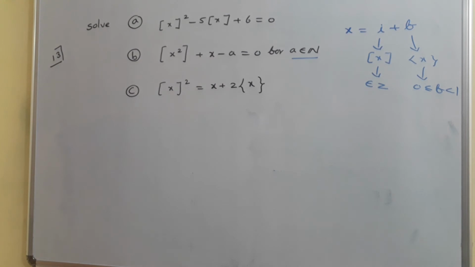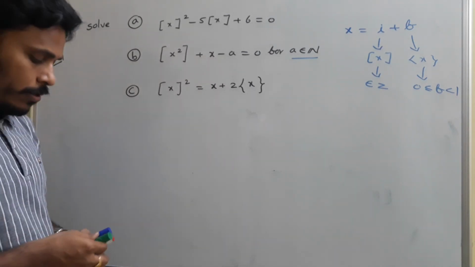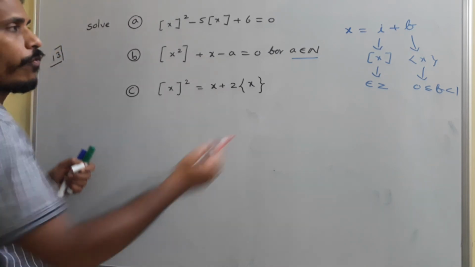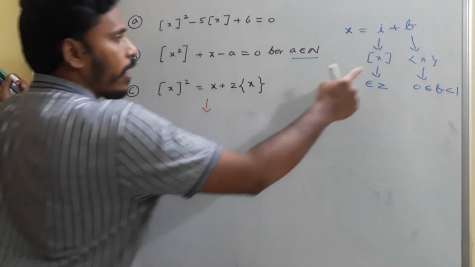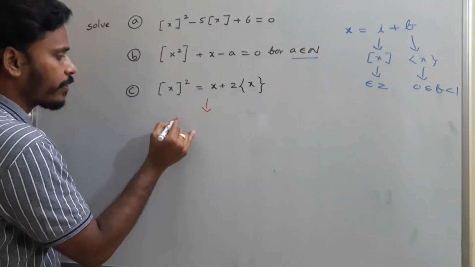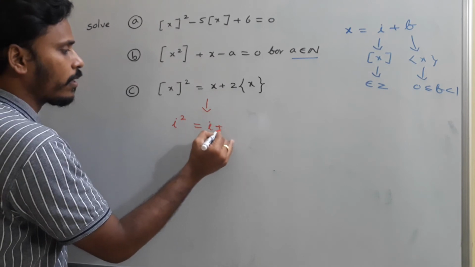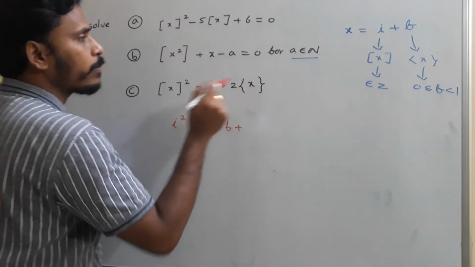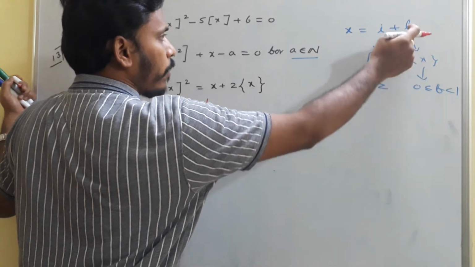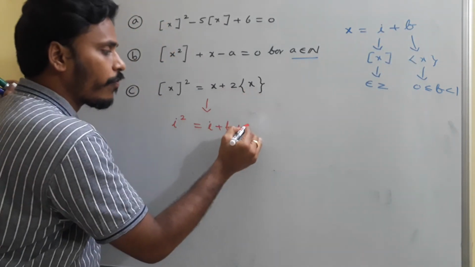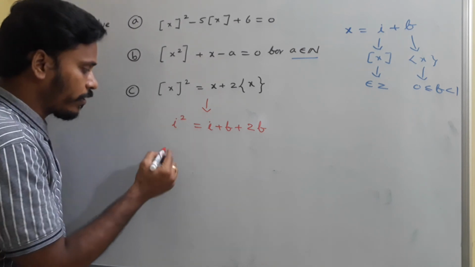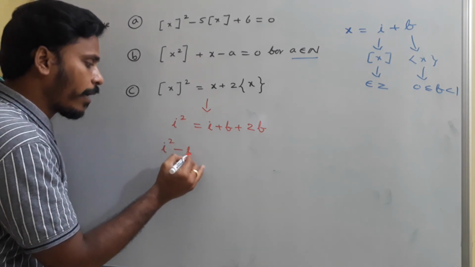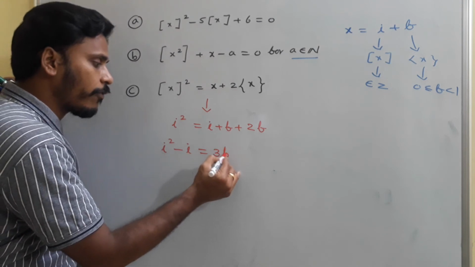Look at the problem 13c. Step x square is equal to x plus 2 times the fractional part of x. So to solve this problem we need to go with that basic idea. Step x square, and step x is simply I. So I square is equal to x, which is I plus f, plus 2 times the fractional part of x. The fractional part of x is f, so 2 times the fractional part of x means 2f. Send I to this side, and f plus 2f is 3f. So I square minus I is equal to 3f.